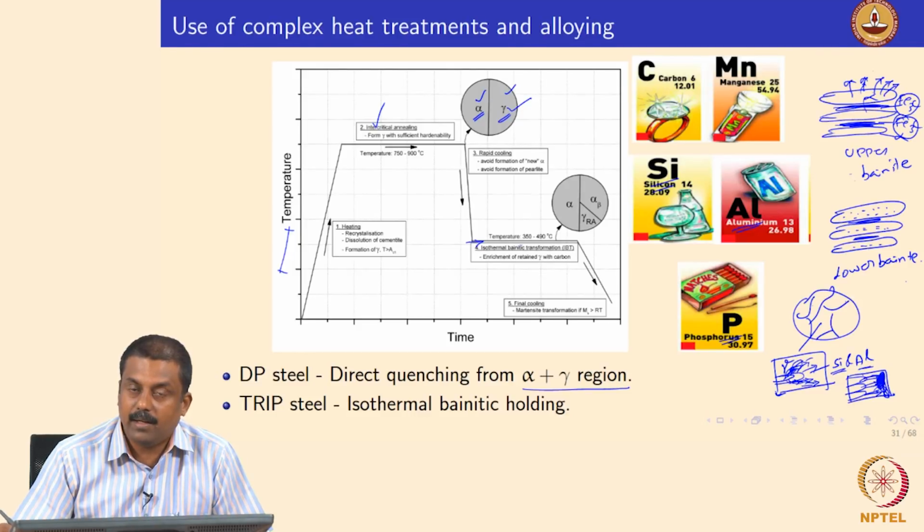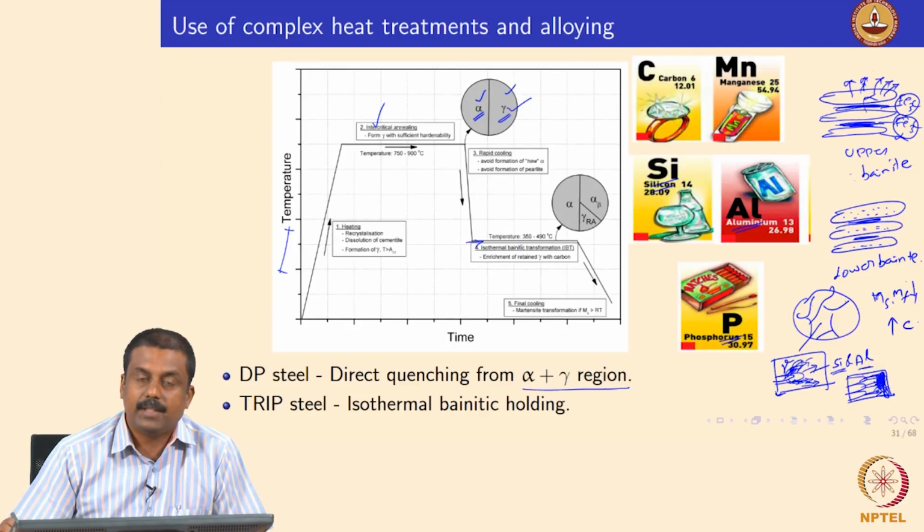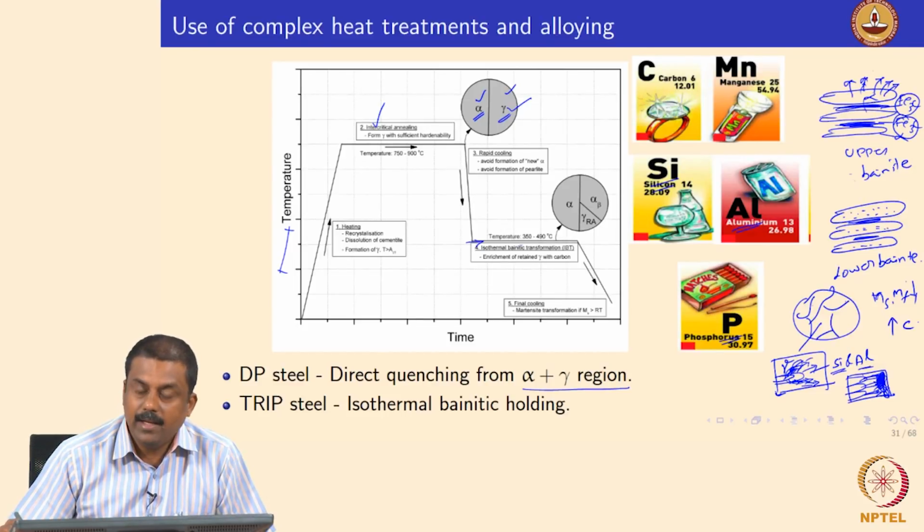So, what will happen then now? You are enriching the austenite in carbon so much that you significantly reduce the MS and MF temperatures. So, the MS temperature and the MF temperature decrease with increasing carbon concentration, right. So, what will happen now?